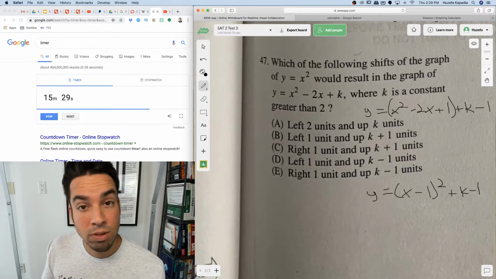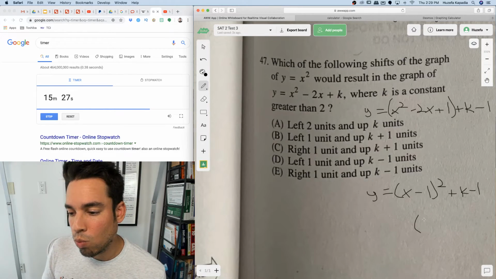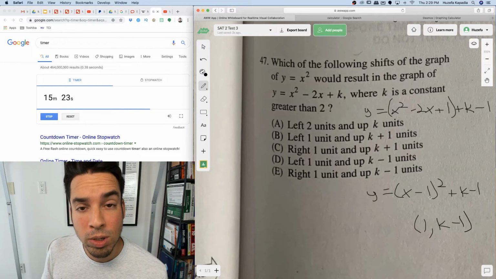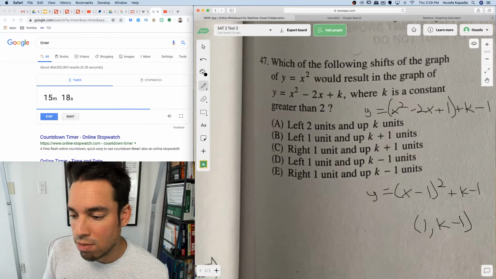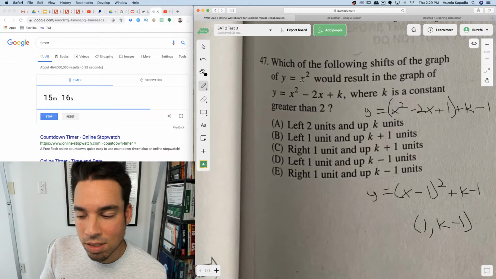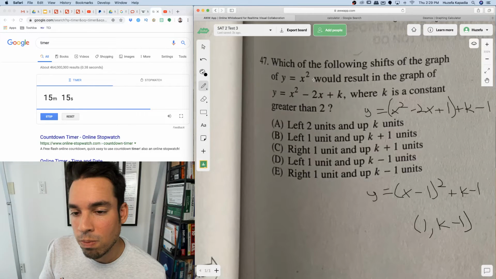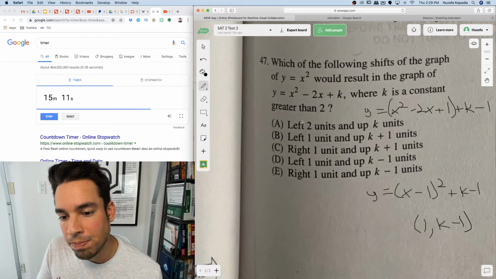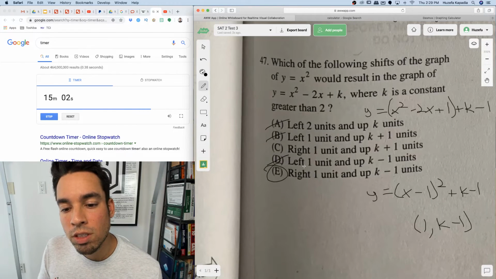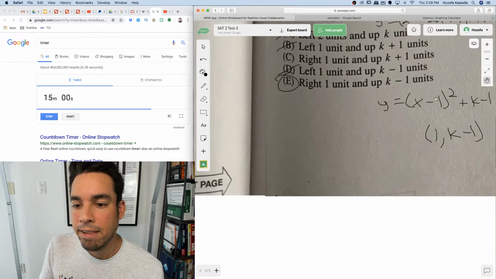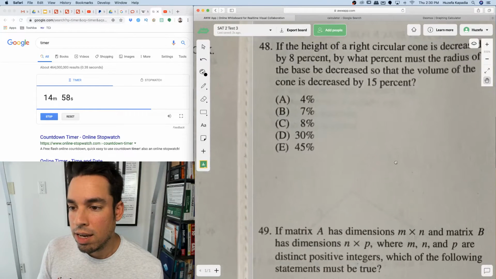Now I can see the vertex. The vertex is at 1 comma k minus 1. This is why we call it vertex form, because whatever x is subtracting, that's the vertex x value, and this is the y value. And the original vertex here is at 0, 0. So what's happened? It's shifted to the right by 1. So this is out, this is out, this is out. And up by k minus 1, which is the answer. Okay, next, so vertex form is important.